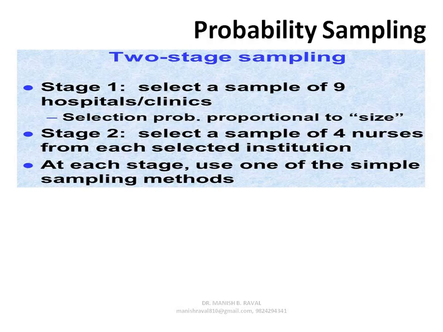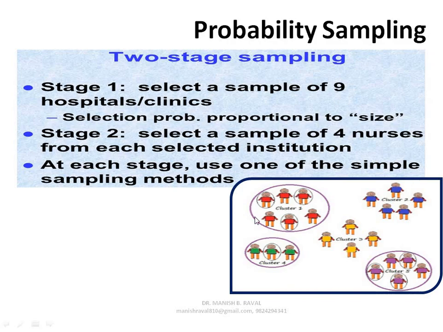In the single stage clustering, we interviewed all the nurses working in 5 hospitals. But in two stage cluster sampling, we selected 9 hospitals first. Out of these 9 hospitals, under the second stage, we are not interviewing all those nurses, but we are interviewing only 4 nurses out of these 9 hospitals. So this is the two stage cluster sampling.